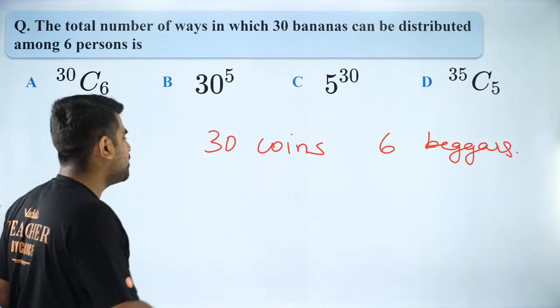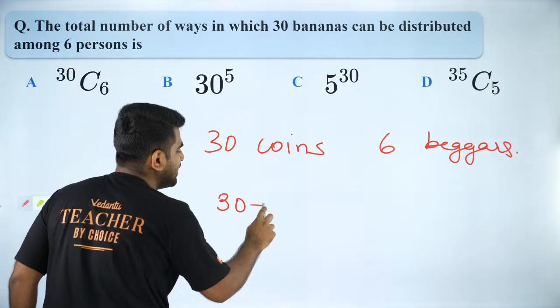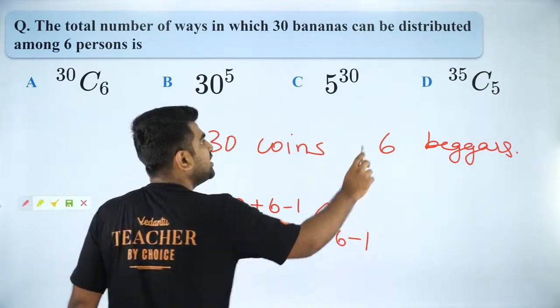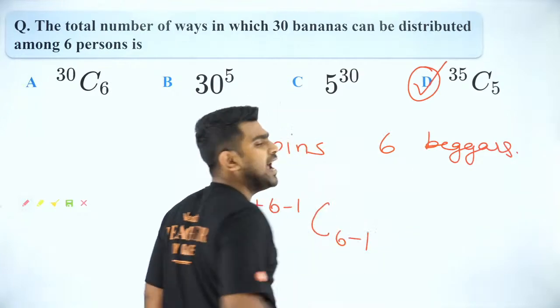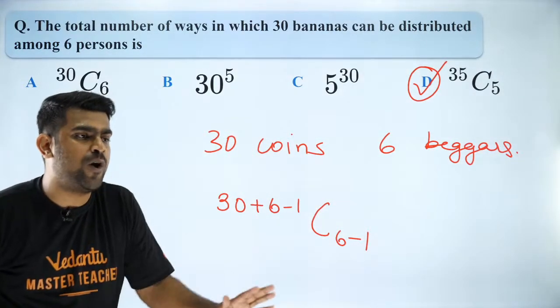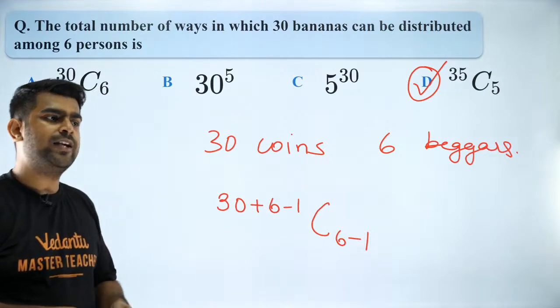So now you know what to do. The formula is n plus r minus 1 C r minus 1, which is 35C5. Everybody clear with it? So shall I move forward, guys?